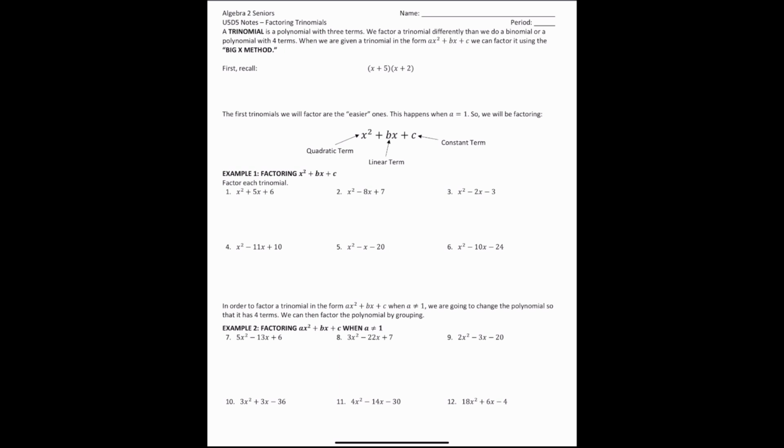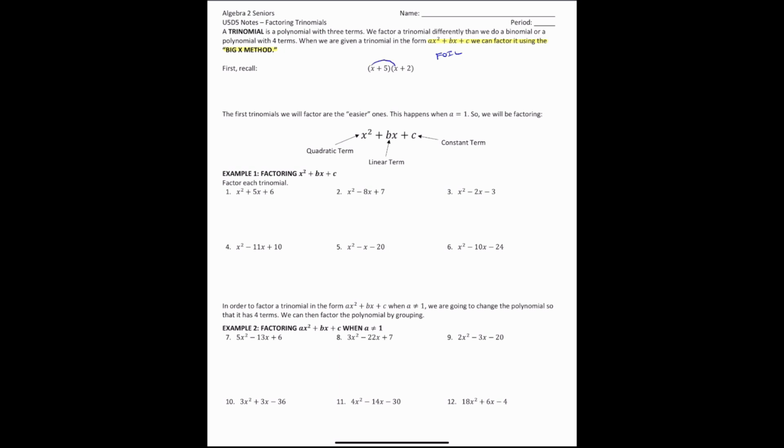When we are given a trinomial in the form ax squared plus bx plus c, we can factor it using the big X method. So first, recall that if we have something like (x plus 5) times (x plus 2), we would FOIL. So essentially, I would be using the distributive property.